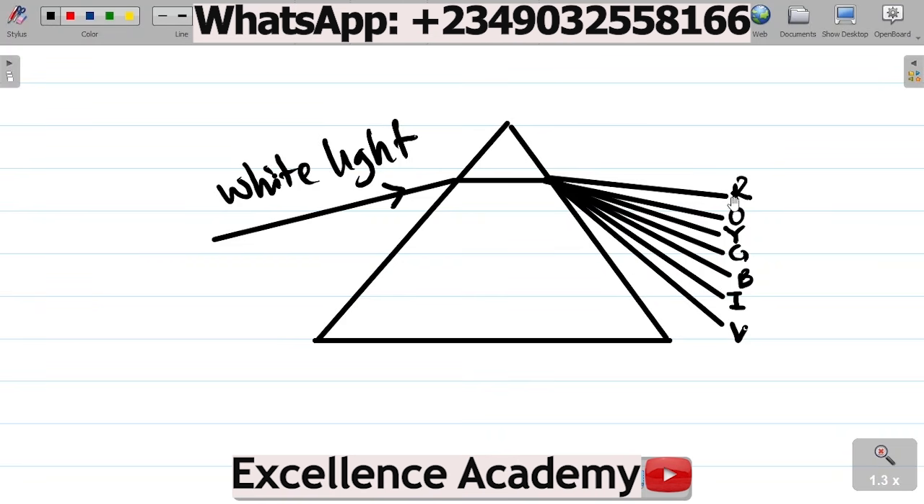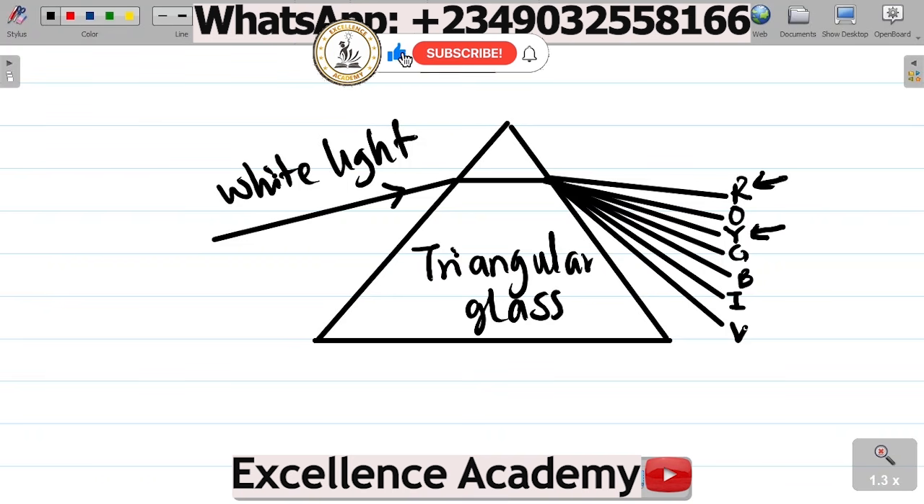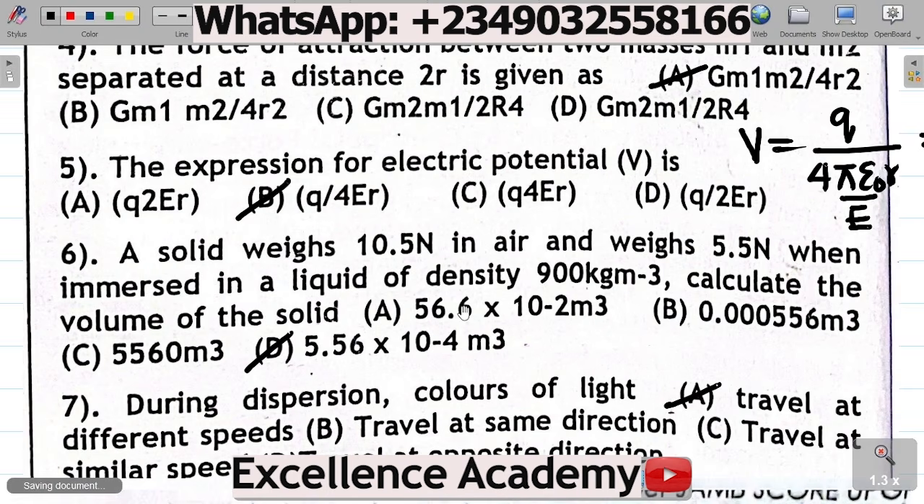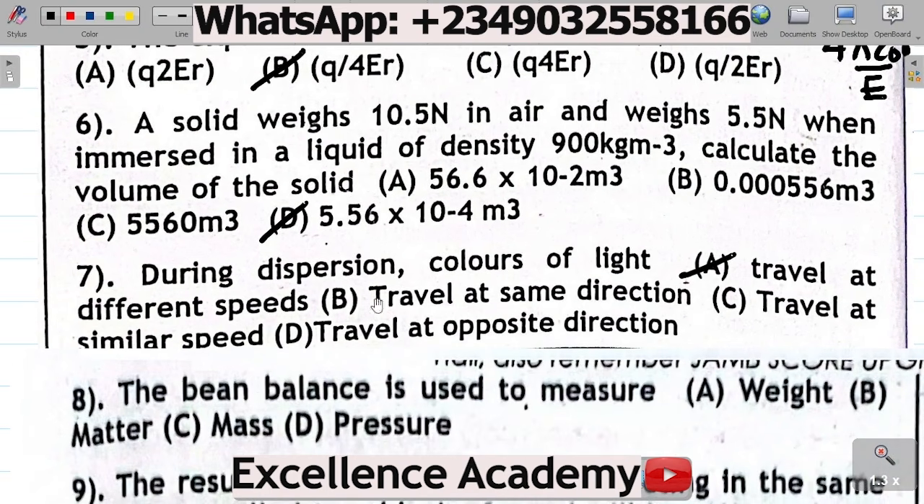So the speed at which red color moves in a medium like glass, don't forget we said this is a triangular glass, so the speed at which red, that's the first color here, moves in a triangular glass is different from the speed at which yellow moves, different from the speed at which blue moves, and also different from the speed at which violet moves. So because of this, they will have to disperse or separate and move at a different speed. So the correct answer there is A, travel at different speeds. That's the correct answer.